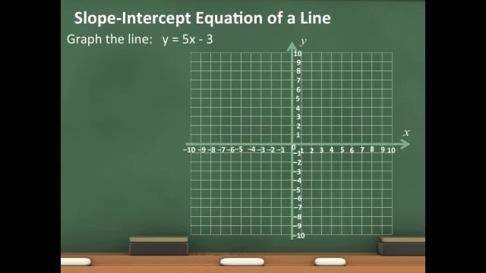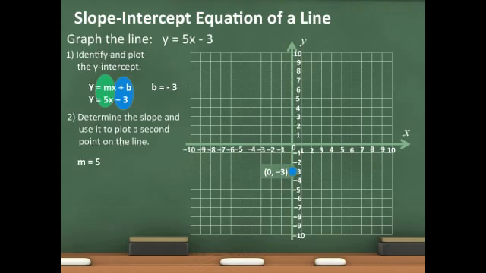In this example, we will graph the line y equals 5x minus 3 by plotting the y-intercept and applying the slope. To find the y-intercept, compare our equation y equals 5x minus 3 with the slope-intercept form of the equation y equals mx plus b. The variable b gives us the y-intercept. The y-intercept is negative 3. Start the graph by plotting a point on the y-axis at the point (0, -3).